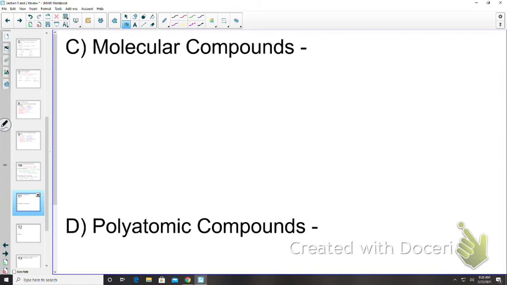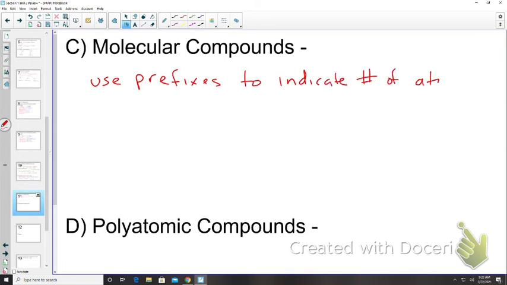Okay, molecular compounds. So again, a molecular compound is between 2 nonmetals, right? So how do we name molecular compounds? With the prefixes, okay? So I will give you guys those on quizzes and stuff. So use prefixes to indicate the number of atoms. And let's use our example of carbon monoxide. I like that one.